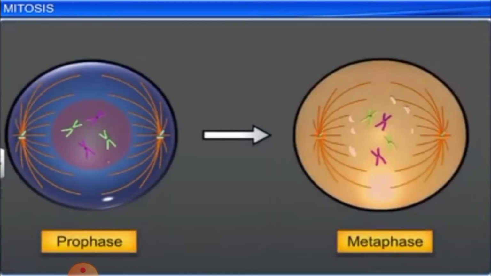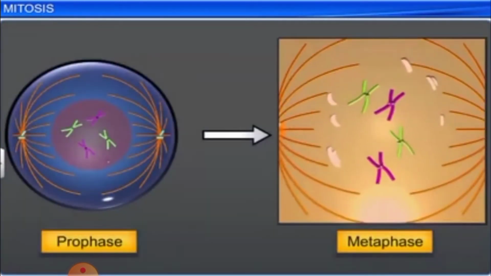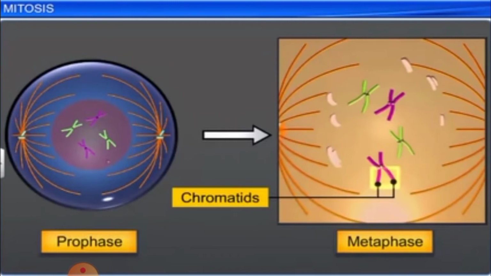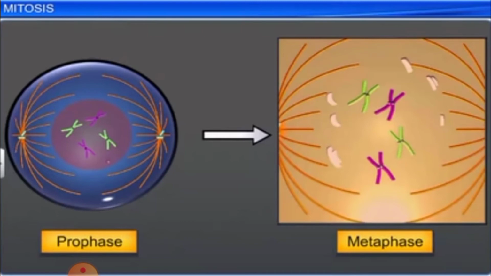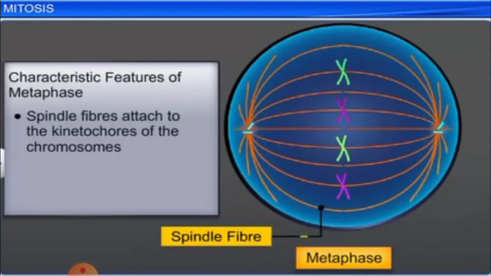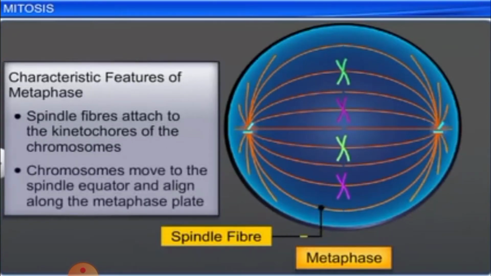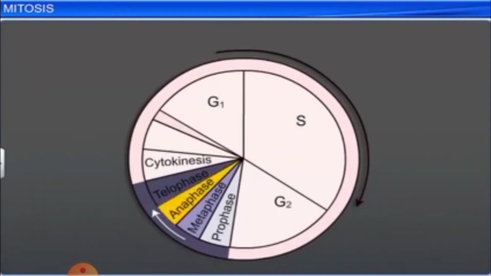The prophase leads to metaphase. The complete disintegration of the nuclear envelope marks the start of the second phase of mitosis. Hence, the chromosomes are spread through the cytoplasm of the cell. By this stage, the condensation of chromosome is completed and they are observed clearly under microscope. The characteristic features of metaphase are spindle fibers attached to the kinetochores of the chromosomes, and chromosomes move to the spindle equator and align themselves at the metaphase plate.